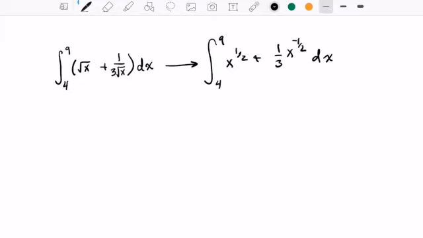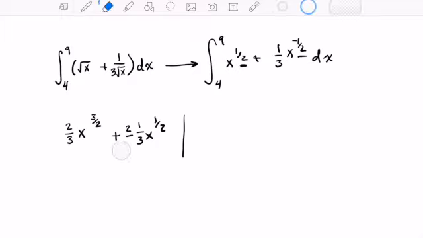Okay, and so now, again, when I start taking the integrals, I'm going to take that power added by 1, which gives me 3/2, and I'm going to multiply my coefficient by the reciprocal. Okay, plus, do the same thing here. Negative 1/2 plus 1 gives me a positive 1/2, and then I multiply that 1/3 by 2 over 1, the reciprocal of 1/2, which gives me 2. So when we simplify that, let me clean that up a little bit.